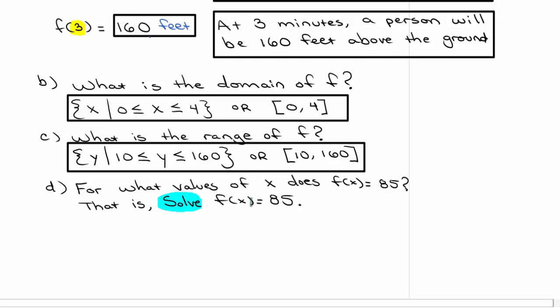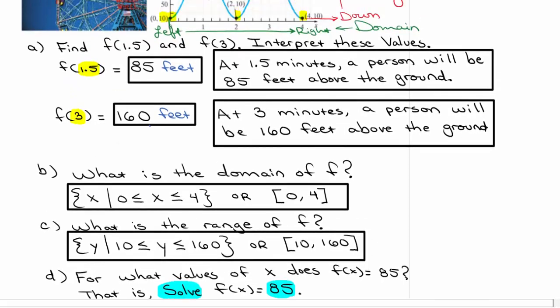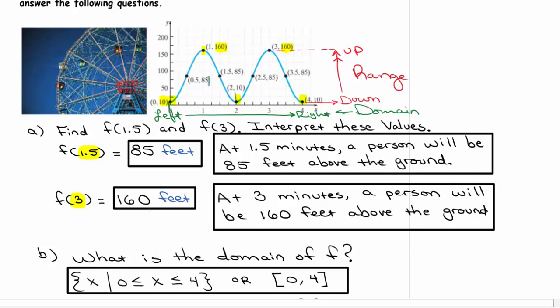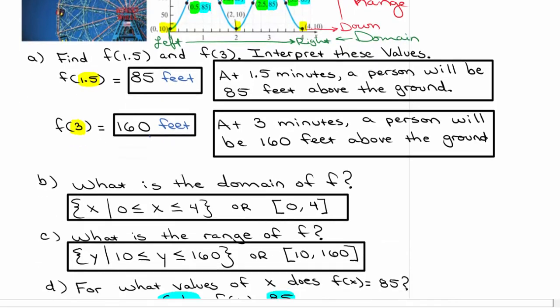So in order to find where f of x is equal to 85, let's go back to our graph and see where the y values equal 85. So it looks like the y values equal 85 here, here, here. Oh, and I missed one. It's right here. I'm going to see what the x values were that produced those values of 85 for y. It looks like 0.5, 1.5, 2.5, 3.5. Let's go ahead and write down all of those as our solution.